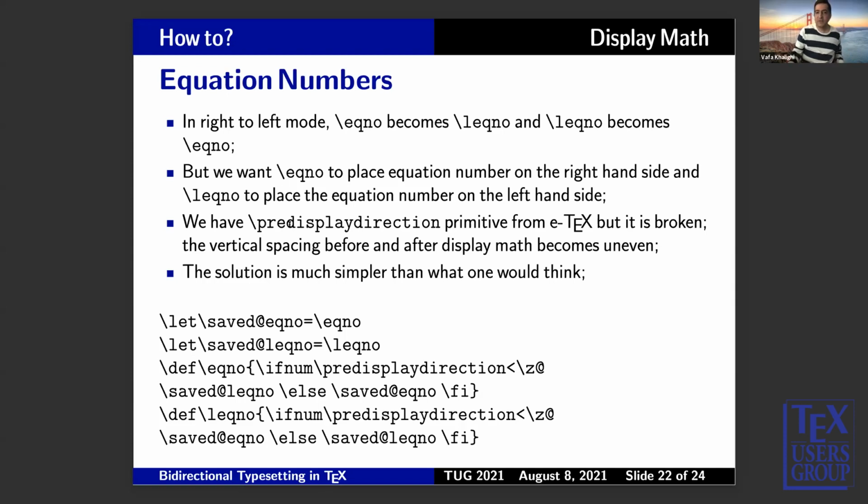So we have the primitive pre-display direction, but as I said, this is broken. The vertical spacing before and after display math is uneven if you use that primitive. The solution is very simple. We just save a control sequence for ECNO and another control sequence for LECNO. And if the integer value of pre-display direction is negative, we just swap ECNO and LECNO. Otherwise, they're the same thing.